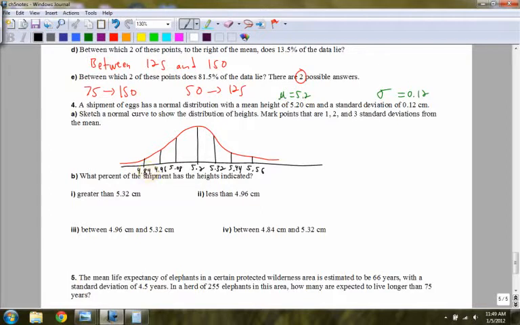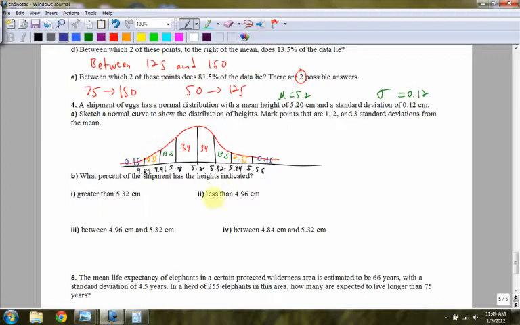All right, and then we have all these questions based on our information above. And again, you can fill in all your data, right? We know that 34% is there. We know that 13.5 is there and there. And then we know that 2.35, 2.35, and then finally 0.15 off the ends.